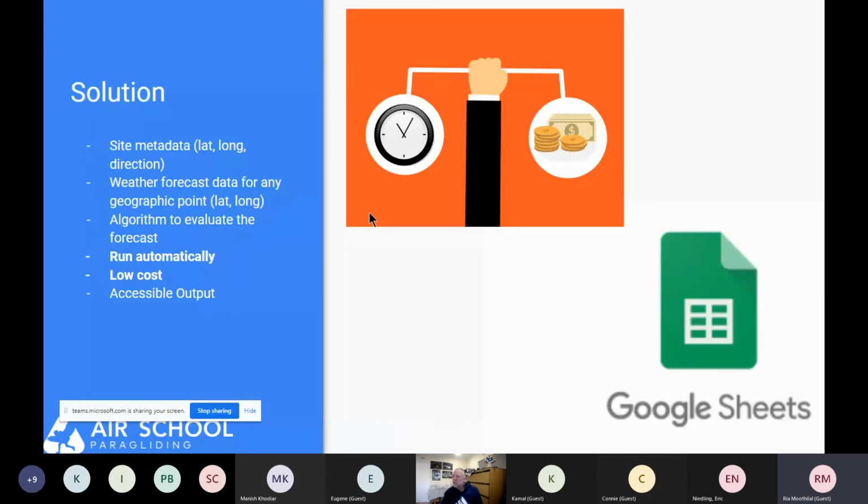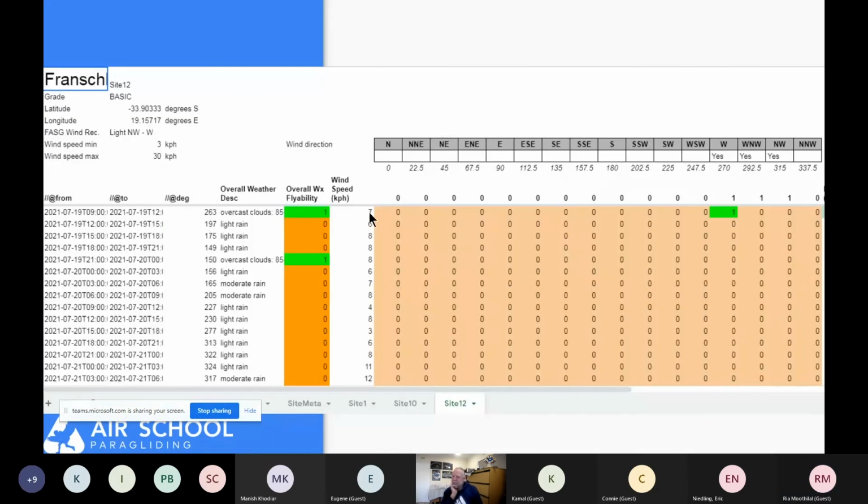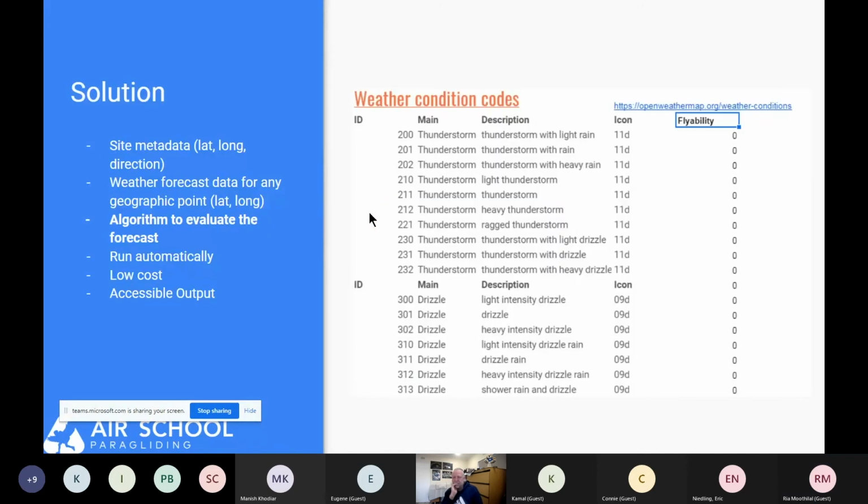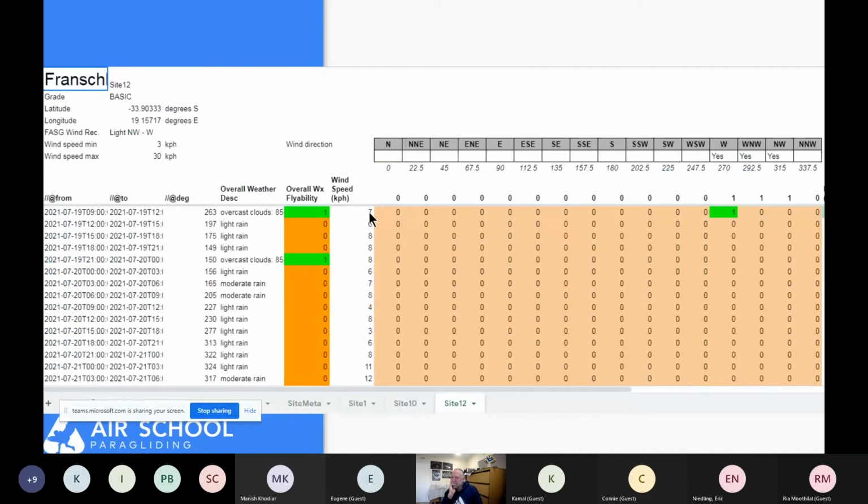My other requirement was that this needed to run automatically and be low cost. So when I initially mocked this up, Ria, if you go back there, that's cutting it pretty fine. I suppose you've really just got one period that you can fly. It just seems like you got the one period. Is that correct, with marked green? For this particular day, yes, and that's because rain is on the way.